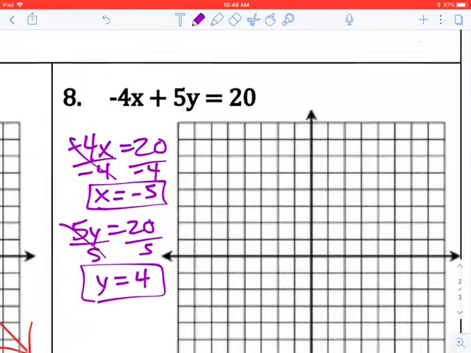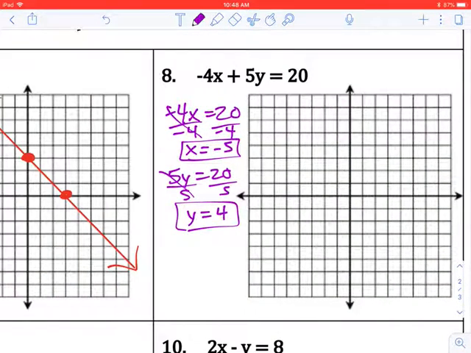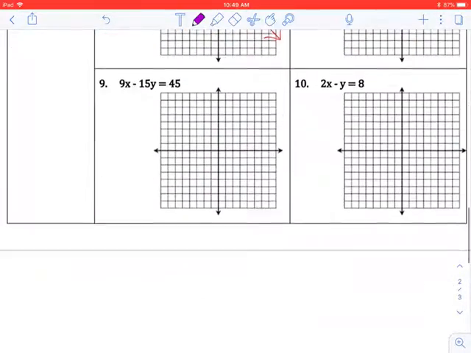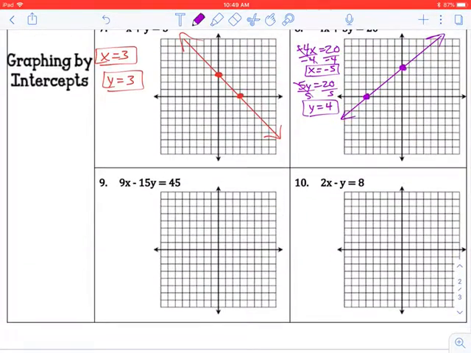So let's graph. X is negative 5, so left 1, 2, 3, 4, 5 right there. And y is 4, so up 1, 2, 3, 4. And so I've got my line going through those 2 points, and there's my graph. Okay, that's all there is to it. So let's go ahead and finish it out.